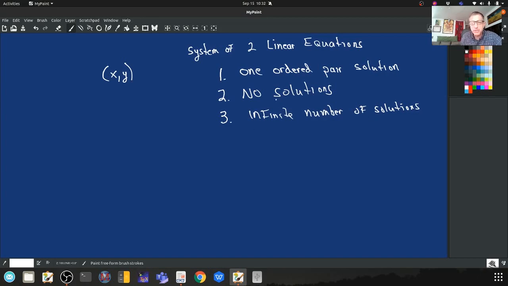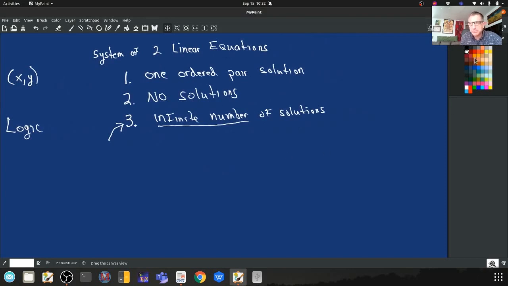So infinite number of solutions. Now logically, for those of you who love logic, you might understand that one ordered pair of solutions, no solutions, the real third option is more than one. So it's either exactly one, none, or more than one. But in this case, the more than one is always going to be an infinite number. So I'm actually adding a little bit more knowledge to this third option than logic itself dictates. And that's just part of the mathematics that I hope you will be able to grasp actually here in just a little bit.